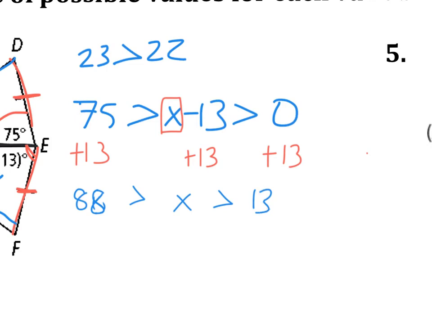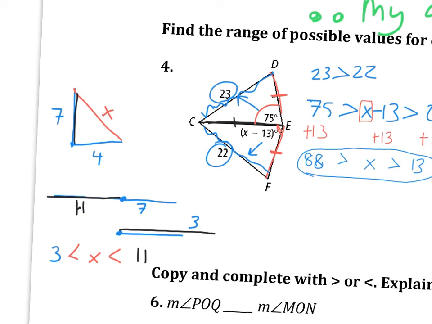So there we go. Here's my answer. We found the lower limit and the upper limit for the value of x. In a similar way, but obviously not the same, we found a lower limit and an upper limit for the third side there.